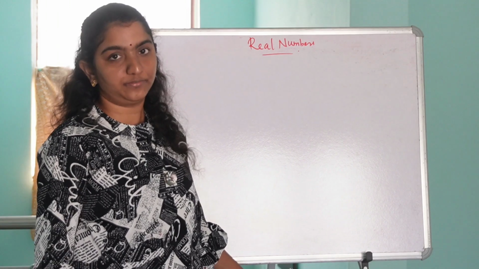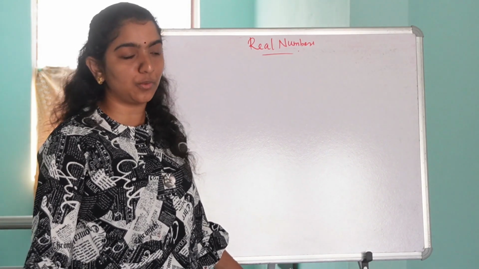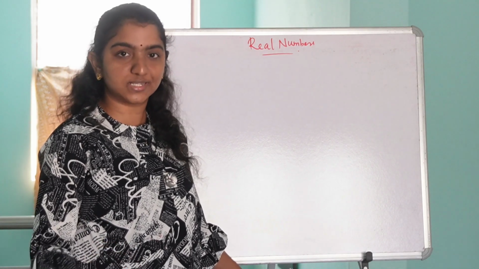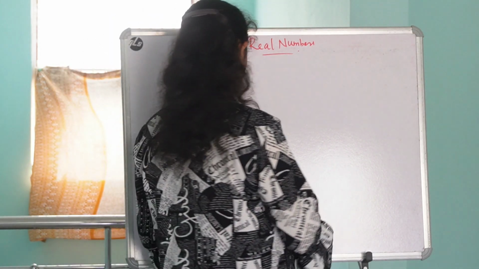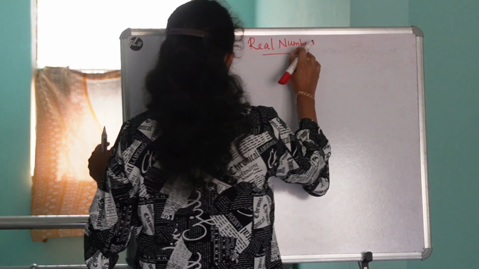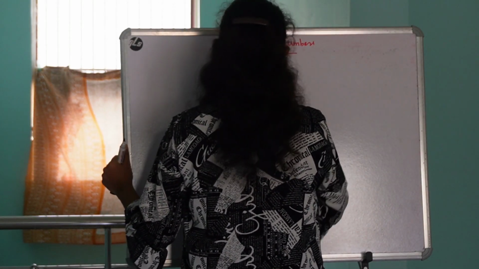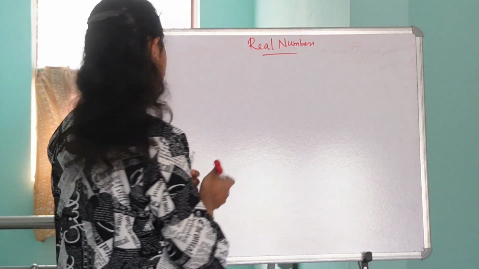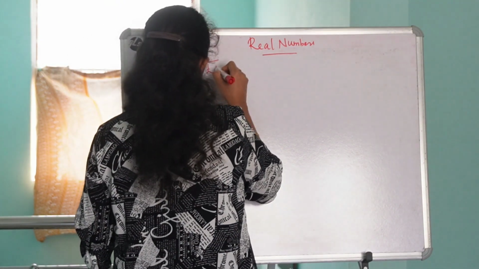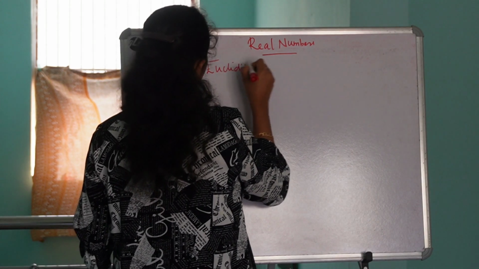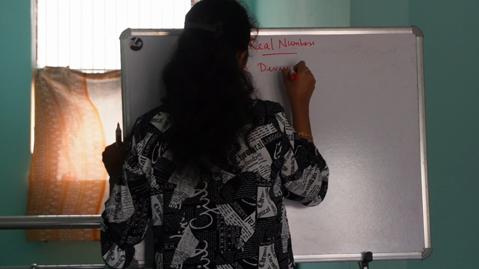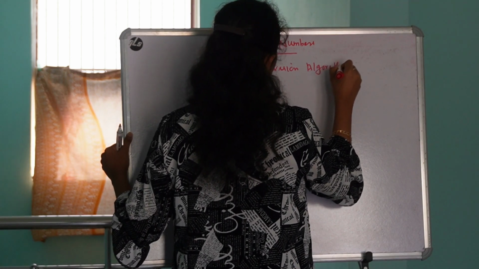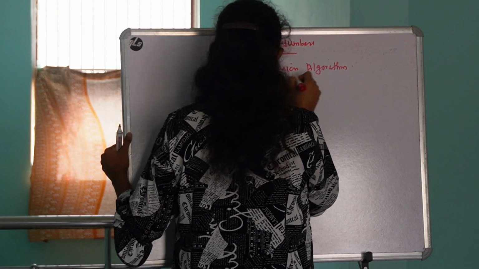And let's move on to the next topic, or we can say now let's discuss the chapter real numbers. The first topic that we are going to discuss is Euclid's division algorithm. Euclid's division algorithm.